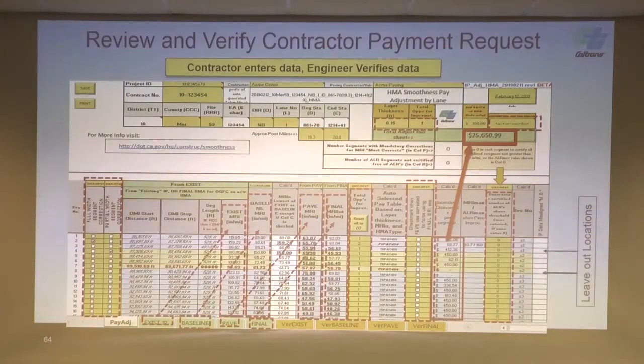So this is a different view of that same spreadsheet. This spreadsheet's essentially a bunch of worksheets. The front payment adjustment worksheet is what we're looking at right now. We're basically exporting the data from ProVal into each one of these worksheets in the back, and it all gets brought forward. These green tab worksheets are for the contractor, and the orange tabs are where we import that same data to make sure the contractor didn't change anything.